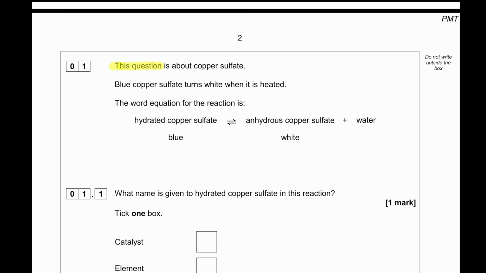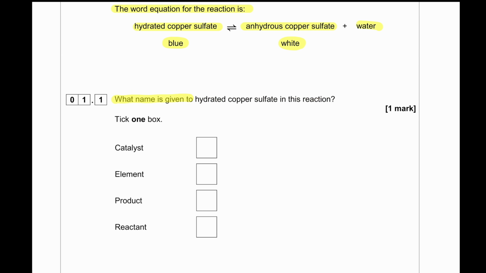This question is about copper sulfate. Blue copper sulfate turns white when it is heated. The word equation for the reaction is hydrated copper sulfate, when it is heated, turns into anhydrous copper sulfate plus water. So hydrated copper sulfate has a color of blue, and when it is heated, it turns into white colored anhydrous copper sulfate. What name is given to hydrated copper sulfate in this reaction?